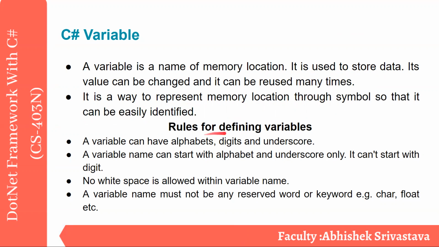All right. So what are the rules for defining a variable? Variables can have alphabets, digits, and underscore. The variable name can start with an alphabet or underscore only. It can't start with a digit. Keep in mind, alphabet is permitted and underscore is permitted. Among special characters, underscore is the only special character which is used in an identifier.